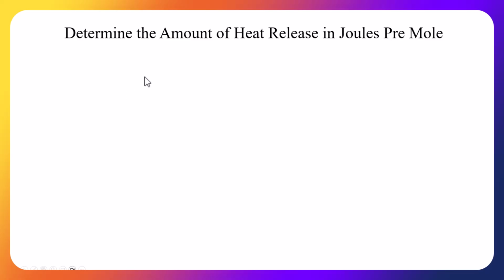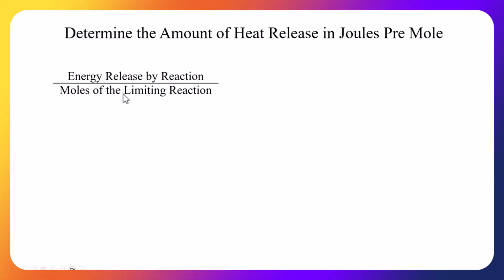So, to determine the amount of heat released in joules per mole, I take the energy released by the reaction, divide it by the moles of the limiting reagent, and when I divide them out, that will give me the joules per mole for the reaction.